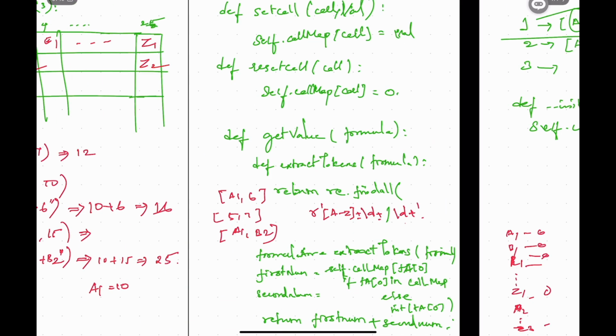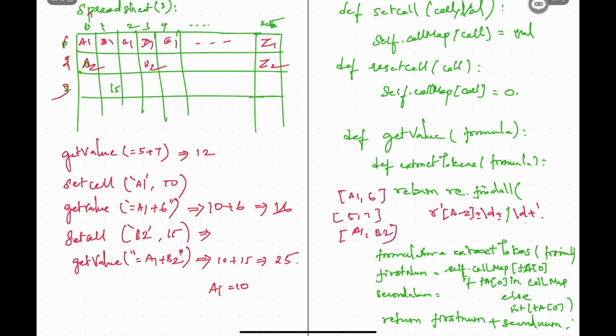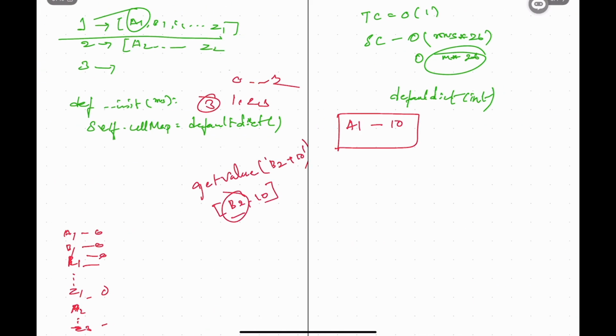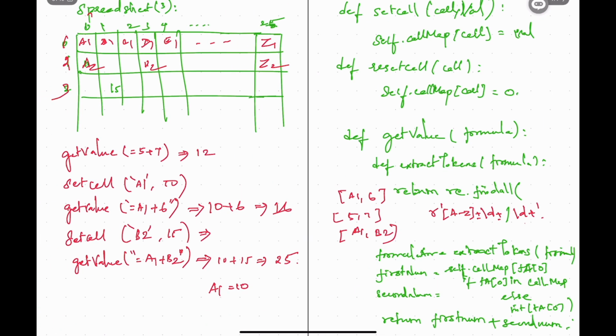So now it will check self dot cell map of formula array of 2, but it will not be present, right? So what will it return, it will go into int of b2, because in a default dict, if the key is not present and you are accessing it, b2 was not present and you are accessing it, it will give you value 0. But if you check whether the key is present in the cell map or not, it will not give you that.